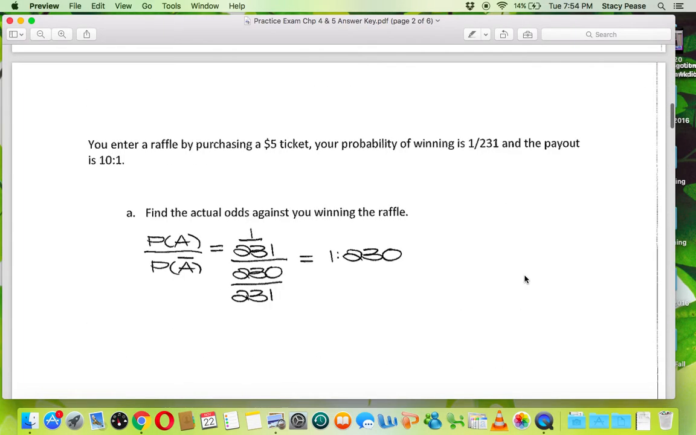Alright, next question. You enter a raffle by purchasing a $5 ticket. Your probability of winning is 1 out of 231 and the payout is 10 to 1. So again, you're going to enter this raffle. You're going to pay $5. Your probability of winning is given to you as 1 out of 231, and our payout tells us that for every $1 we spend, if we win, we're going to win 10. So part A, we need to find the actual odds against you winning.